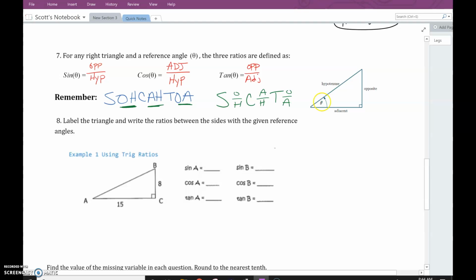Okay, so again, this is our reference angle. Opposite the 90 is the hypotenuse. Adjacent is what's left over. So for this, label the triangle and write the ratios between the sides given the reference angle. These are my reference angles here: A is my reference angle, and B is my reference angle.